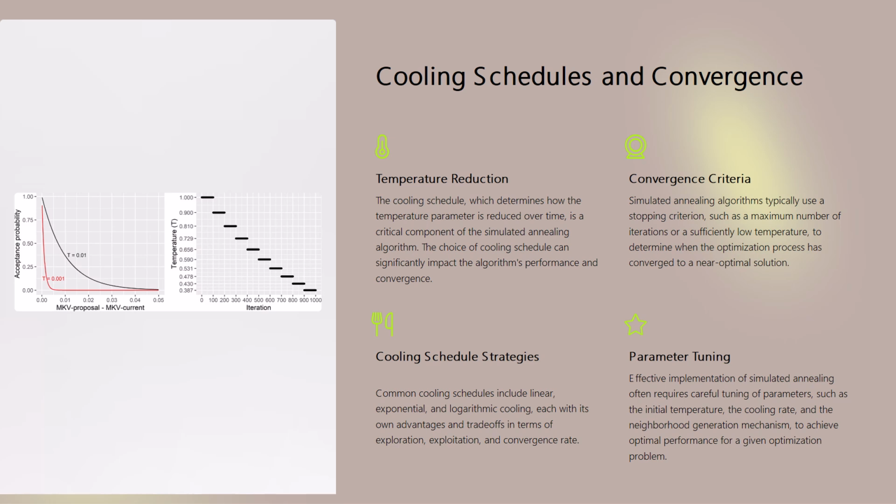Parameter tuning. Effective implementation of simulated annealing often requires careful tuning of parameters such as the initial temperature, the cooling rate, and the neighborhood generation mechanism to achieve optimal performance for a given optimization problem.